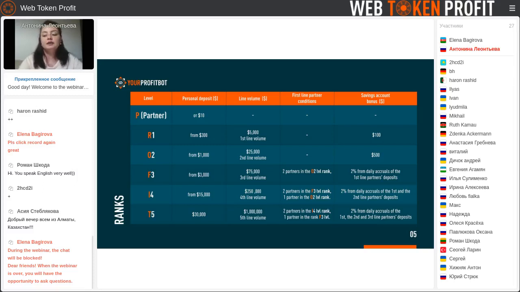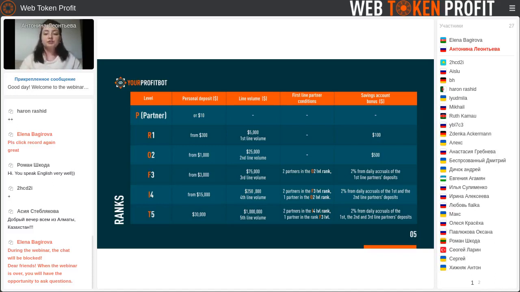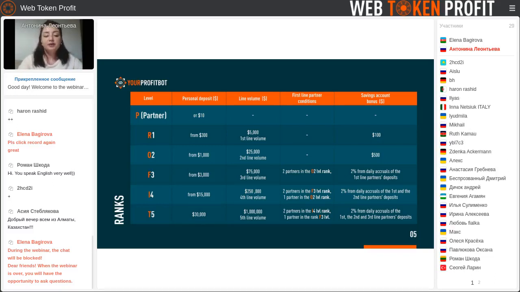When achieving it, there is a one-time reward of $100 credited to the balance. What does it mean? You make a deposit of $300. You make some partners in the first line who make deposits totaling $5,000, and one time you get $100. Next, a member who has made a deposit of $1,000, and the total amount of deposits of his or her partners from the first line is $25,000, gets the O status.